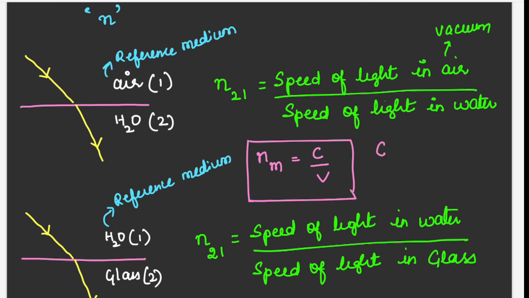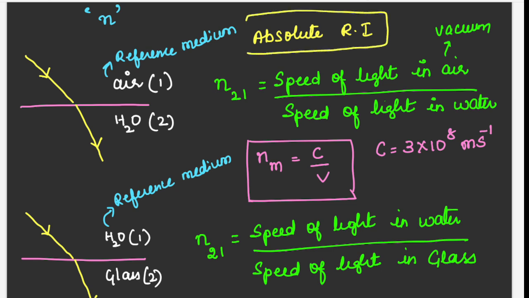And the C value, we know that the speed of light in air or vacuum is equal to 3 × 10^8 meters per second. This is called the absolute refractive index. So what is absolute refractive index? It is when you are comparing the speed of light in air or vacuum with that of any other medium.